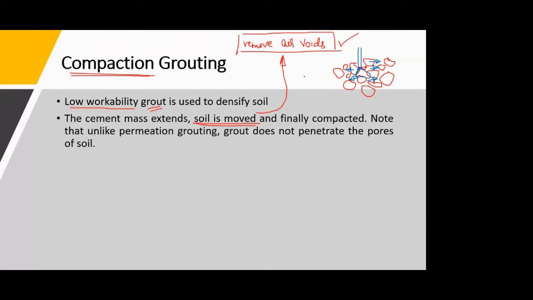So at the end of the process, what you will get is maybe something like this. This is your grout, and these are the soil particles which have now rearranged themselves because there is introduction of another material, which is the grout. It will look something like this. Now here you can surely say that the density is increased because you see fewer voids as compared to this figure.